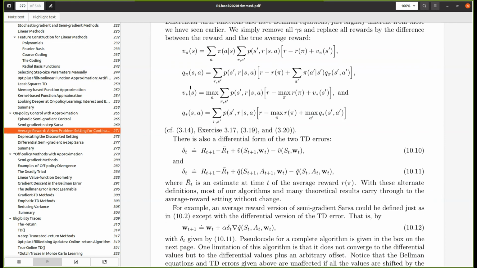The optimal values are obtained by maximizing, taking a maximum over our policy, right? But otherwise, it's the same as this one. This time, we just maximize over our policy rather than sum over all possible actions.